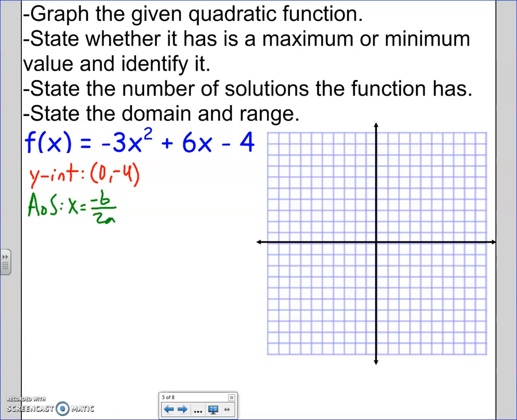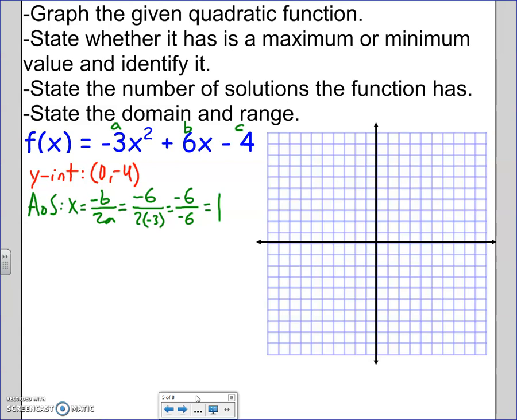Make sure you know a, b, and c. So here a is negative 3, b is positive 6, c is negative 4. So I plug that in: negative b, negative 6, over 2 times a, which is negative 3. That's negative 6 over negative 6, which is positive 1. So we know x equals positive 1 is the axis of symmetry.